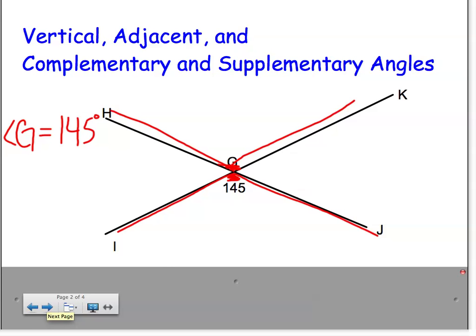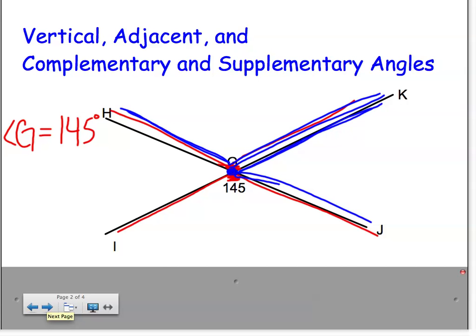Okay? Adjacent angles is one that we've kind of struggled with. They have to share a side and a vertex, and then they have to be side by side. So angle HGK is adjacent to angle KGJ. All right? Adjacent angles are going to always be side by side and share that side.